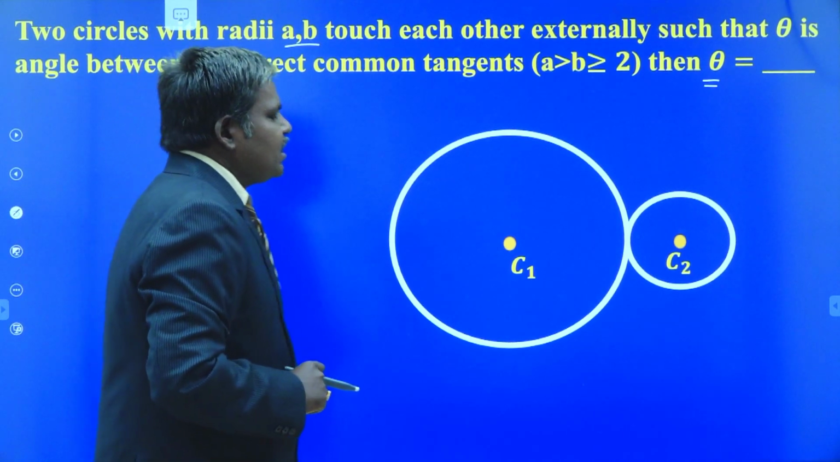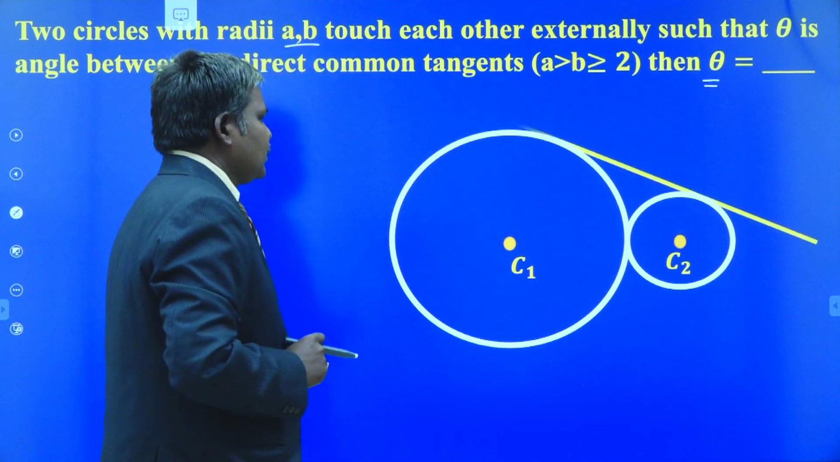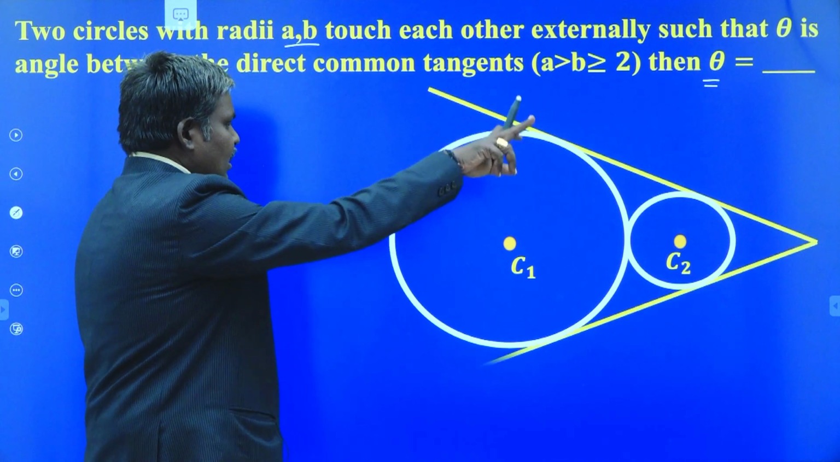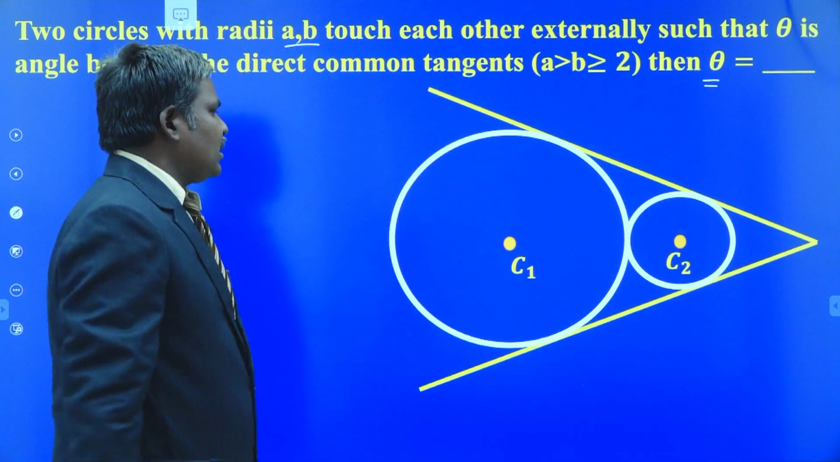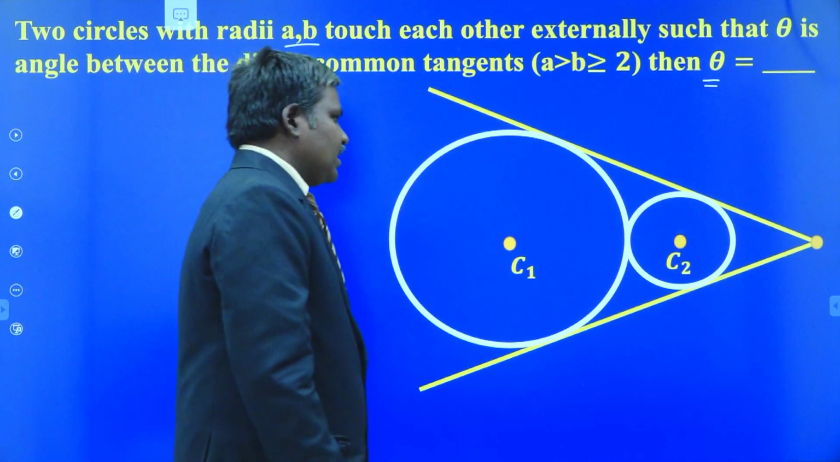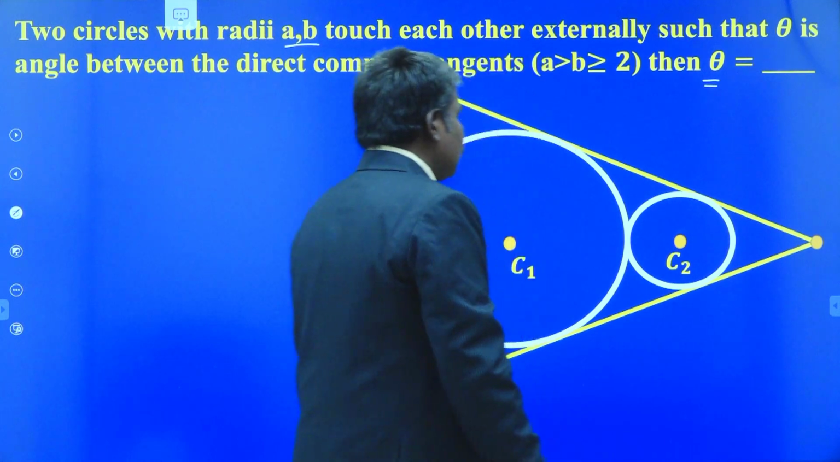Now theta is the angle between the two direct common tangents of these two circles here. See, this is one of the direct common tangents, and draw the other direct common tangent. These are the two direct common tangents, and this is the point of intersection of the direct common tangents, that is the external center of similitude.